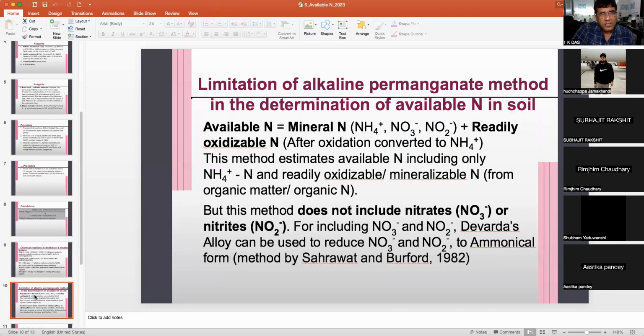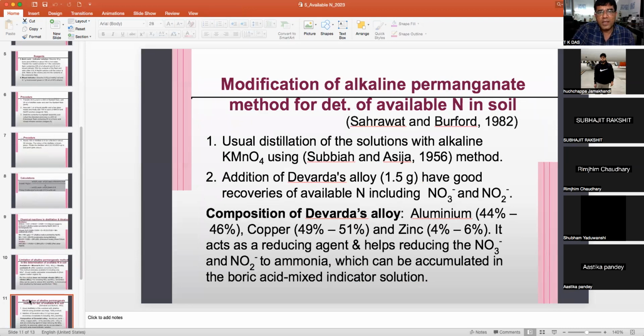Now, there are certain limitations. The main limitation is that this method cannot determine the nitrate nitrogen, which is part of the mineral nitrogen or available nitrogen, readily oxidizable nitrogen. So this method does not include the nitrate. That is the limitation of this method. So what can be done?